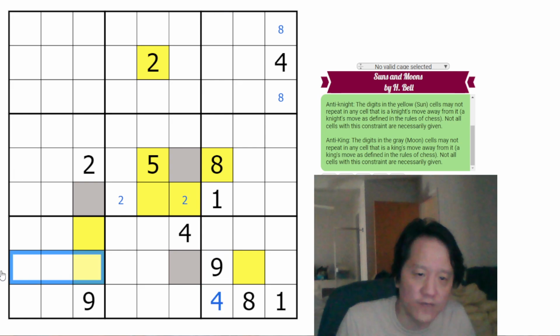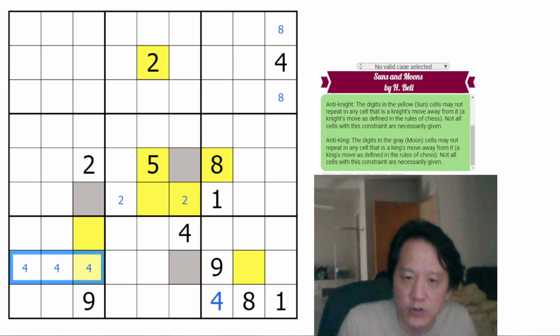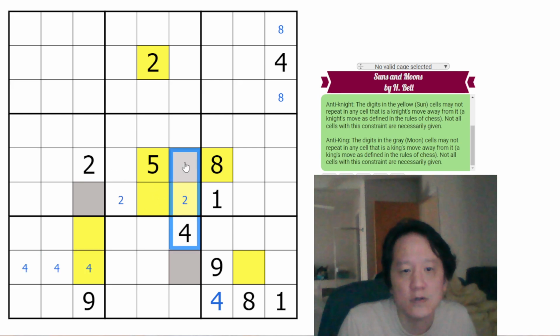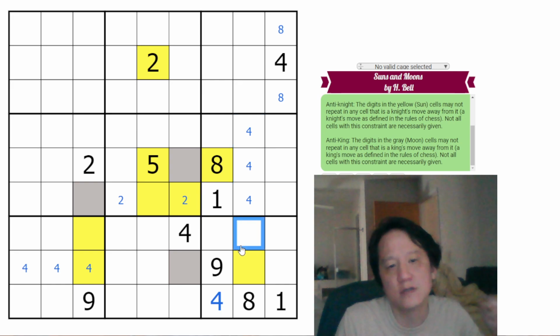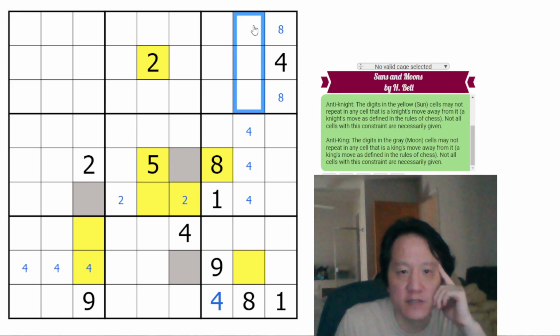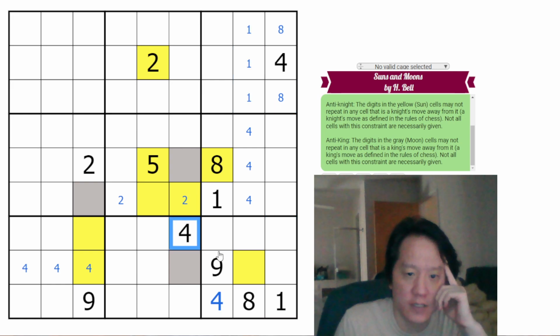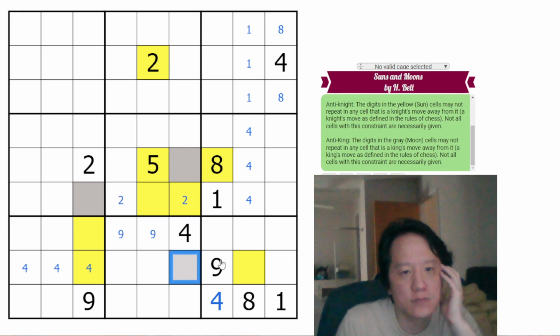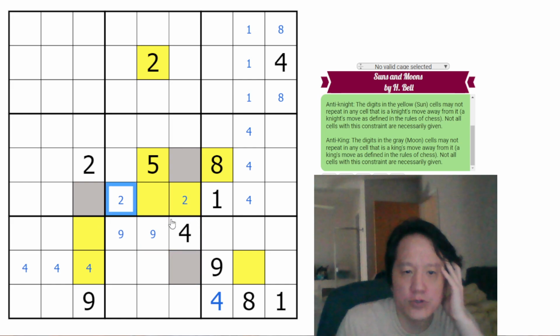Since those two are 4s, the 4 has to be one of those. So we know 4 is one of those 3. 1 has to be one of those 3. 9 is one of those 2. Okay, so 2 is one of these.